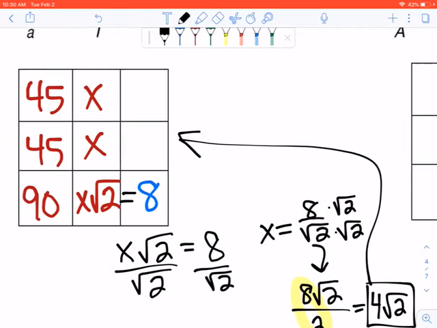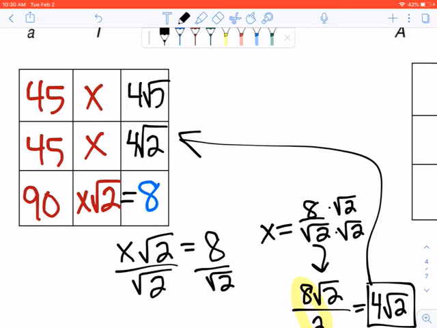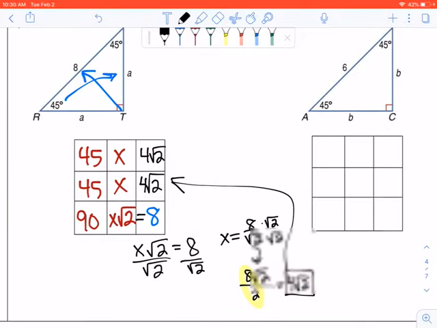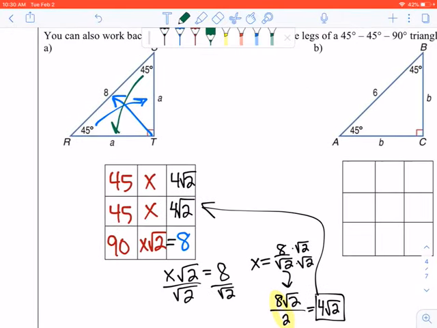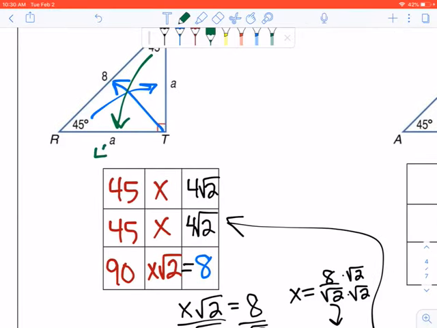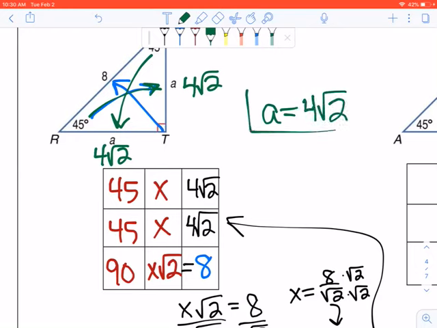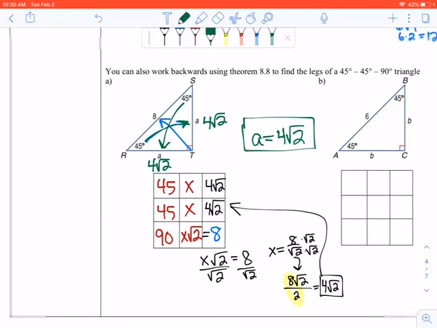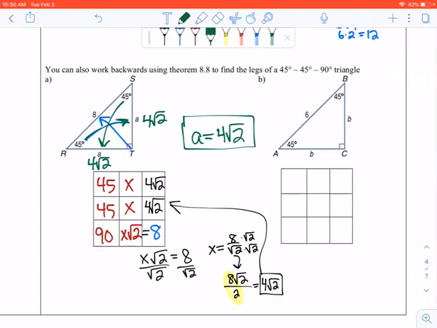So back in my chart, across from 45 is 4 root 2. So that goes for both of them, which means that is my leg. So if I go back, across from 45 is a, that is 4 root 2. Same thing this way, we have a, that is also 4 root 2. So a equals 4 root 2. Okay, remember the x in the diagram is not your variable in the picture. It's just a way to help us figure out the side across from 45 and the sides across from 90. Okay? All right, so let's do one more.